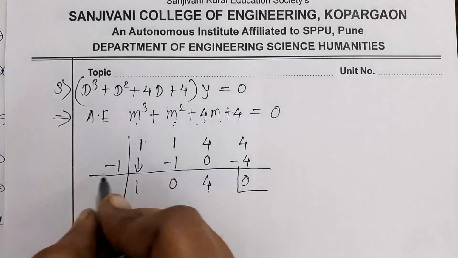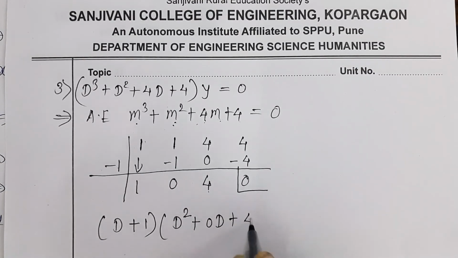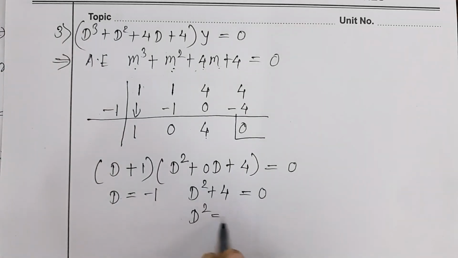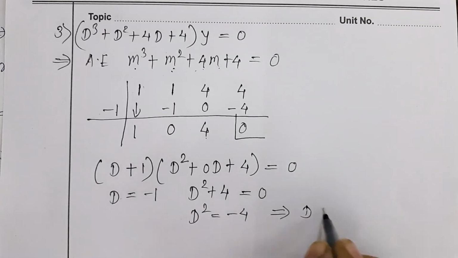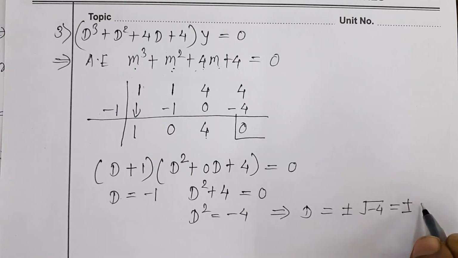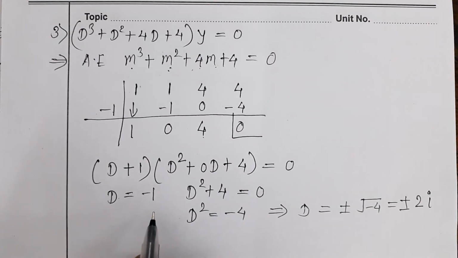Now how to write this? D minus a, but it is already minus, so D plus 1 multiplied by D square plus 0D plus 4 is equal to 0. So D is equal to minus 1 and D square plus 4 is equal to 0. So D square is equal to minus 4. D is equal to plus or minus square root of minus 4, so plus or minus square root of 4 is 2, and i, so plus or minus 2i. So 3 roots are there. One is D is equal to minus 1, another is D is equal to plus or minus 2i.